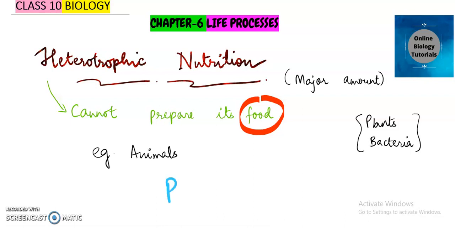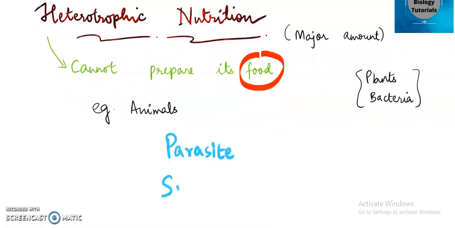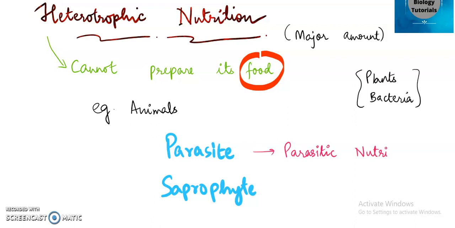Now in heterotrophic nutrition, there are two words which you should understand: parasite and saprophyte. Remember, if an organism is acting as a parasite, then the nutrition will be known as parasitic nutrition. Whereas if an organism is occurring as a saprophyte, then the type of nutrition shown by that organism would be saprophytic nutrition. So both are types of heterotrophic nutrition. An organism can show parasitic nutrition or saprophytic nutrition under heterotrophic nutrition.